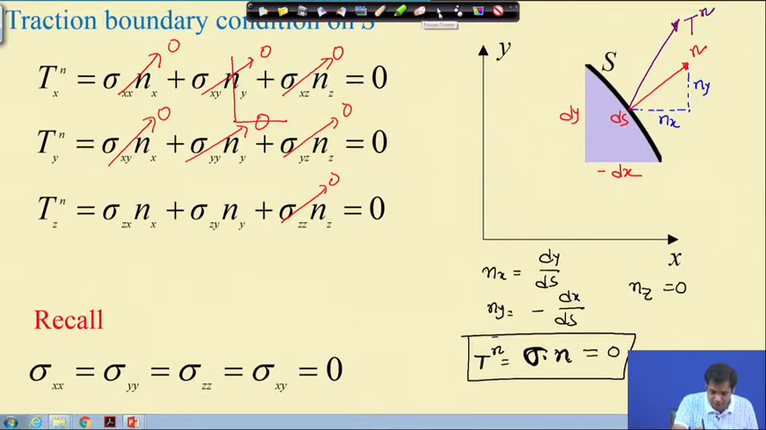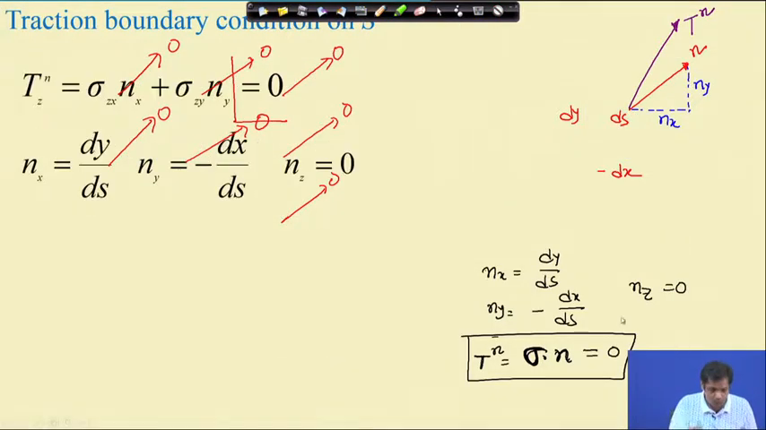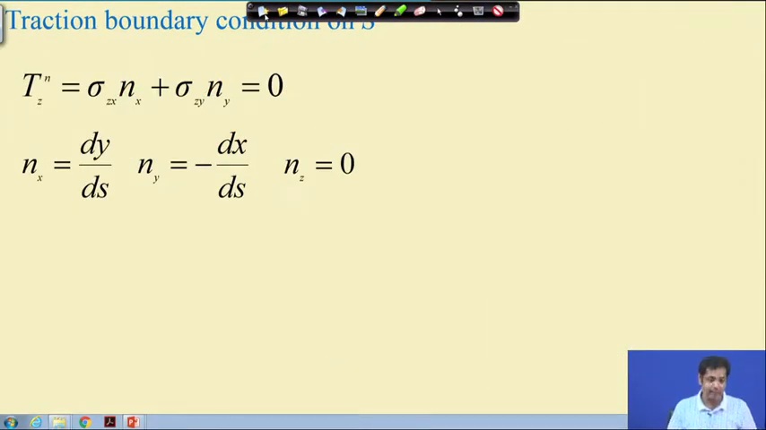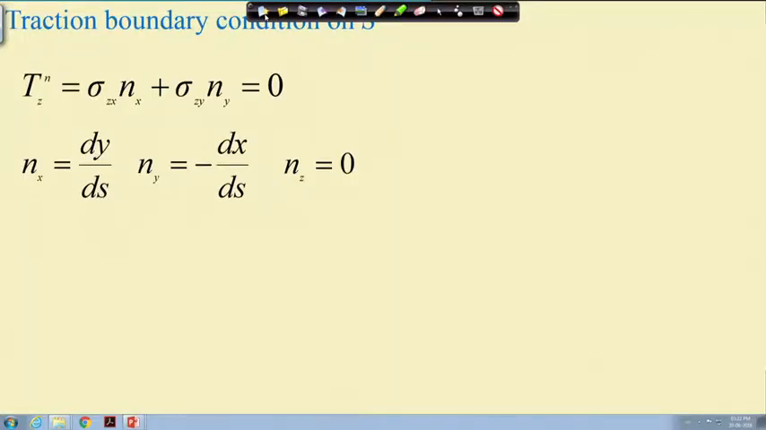We have traction only in z, because among the 3 components of traction, traction in the x direction and traction in the y direction become 0, since the corresponding stress components are 0 and nz is equal to 0. Eventually, we are left with the third. This is the component of traction.